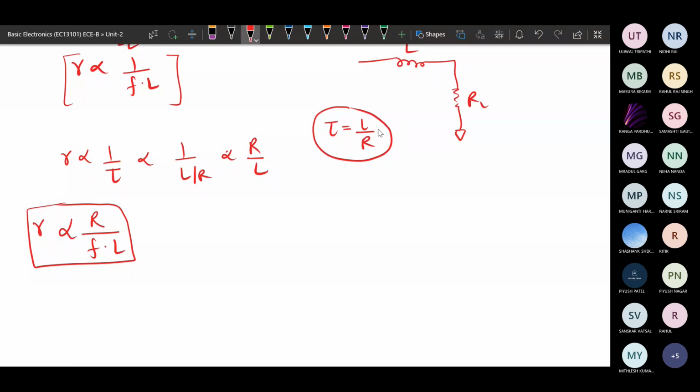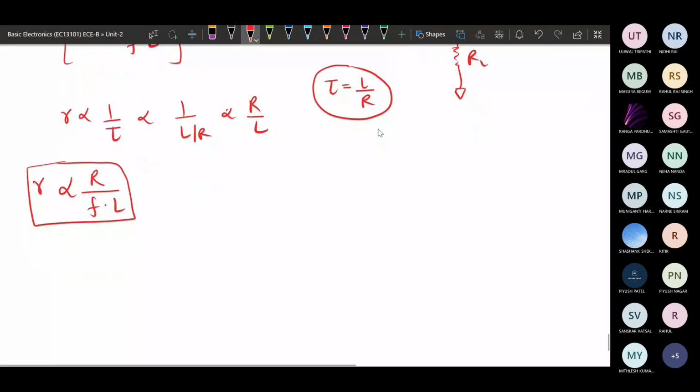Since an inductor is there, we should use a resistance of low value and an inductor of high value in the case of an inductive type of filter circuit.